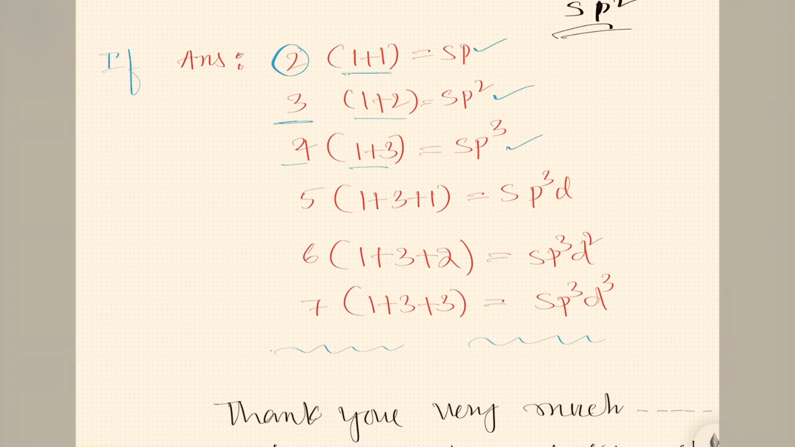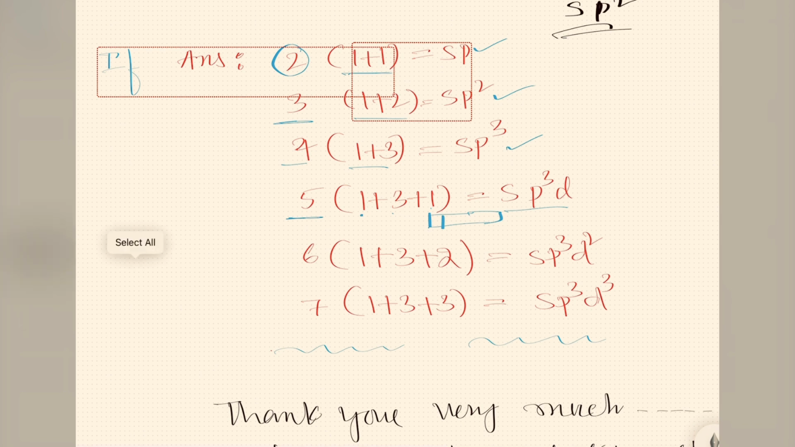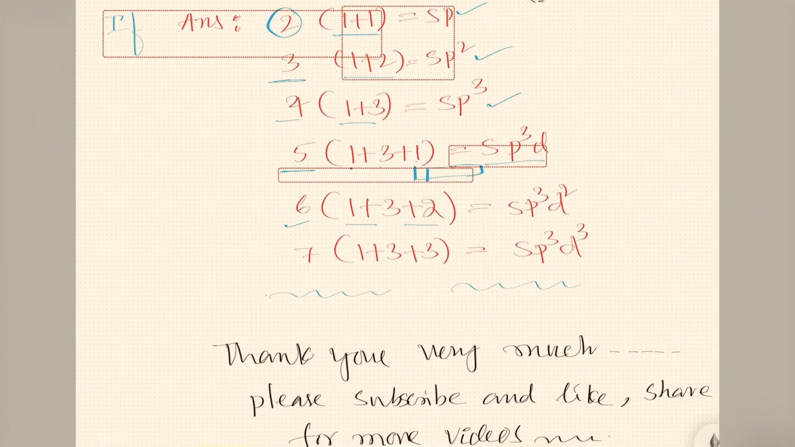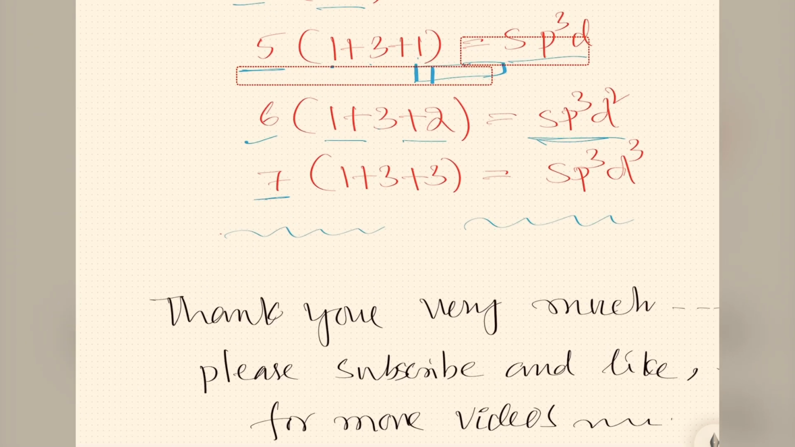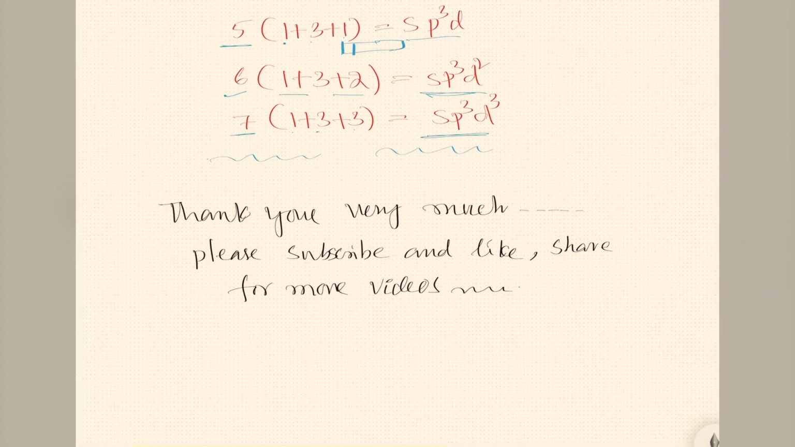If sum is equal to 5, 1 plus 3 plus 1, that is the electron enters the d orbital, so sp3d. If sum is equal to, for example, 6, then 1 plus 3 plus 2, so we can write sp3d2. And if sum is equal to, for example, 7, this is 1 plus 3 plus 3, that is sp3d3. This is the highest hybridization in compounds other than carbon compounds.